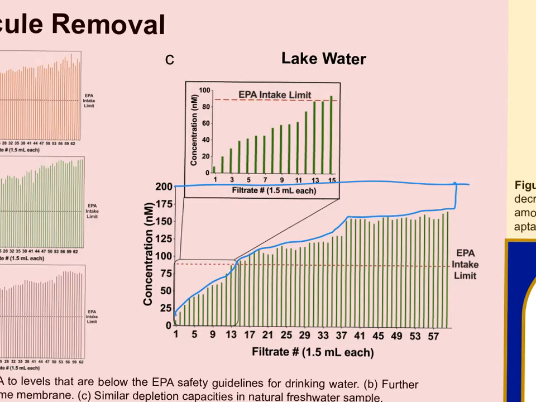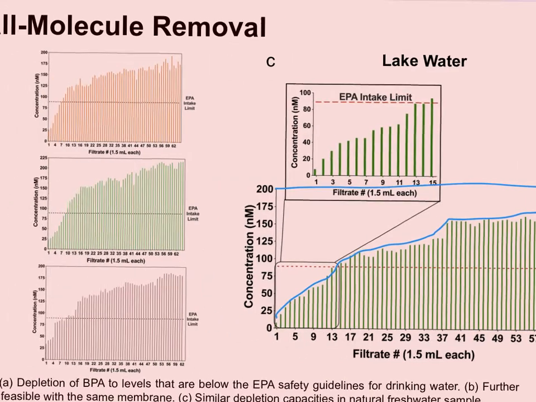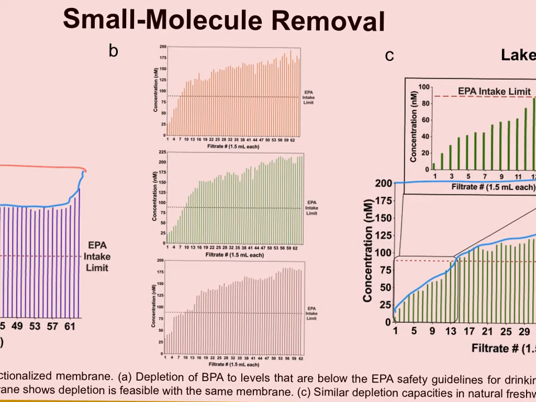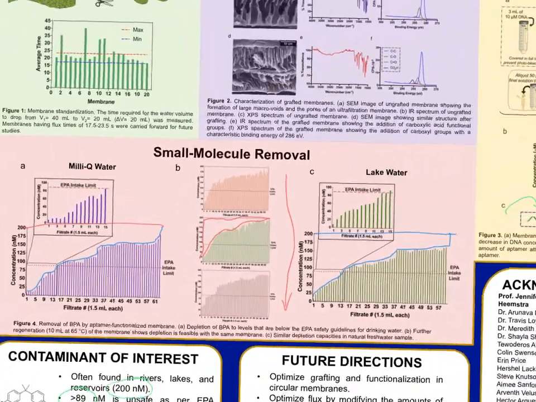Furthermore, remember we were talking about it being denatured so that it can be used over and over again. We decided to do certain washes with hot water to see if this membrane can be used and used again. We are able to see as we go forward with the washes that the same trend happens. We're able to remove a lot of BPA through it. So with this, we have proved that we are able to remove small molecules using aptamer-functionalized membranes.